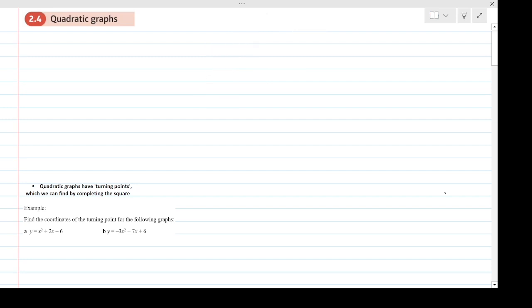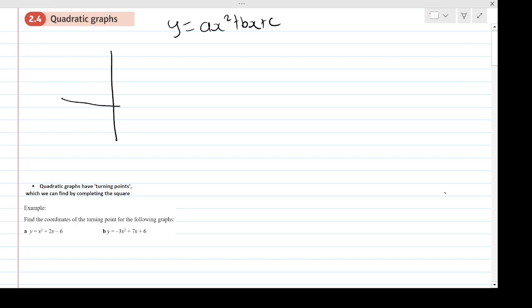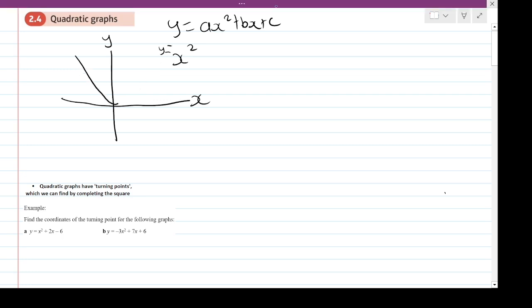But we're going to look at quadratic graphs, so graphs where y is ax squared plus bx plus c. You should also remember from GCSE that a general quadratic, if we plot it on the xy axes, is going to look like this. It's going to be a U shape, a sort of smile shape. Specifically, this is the graph y is x squared.